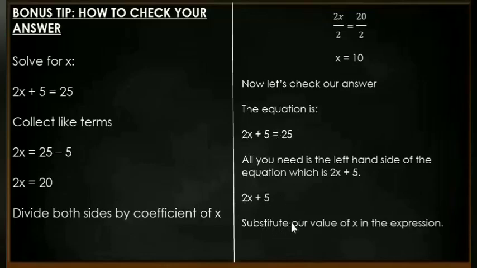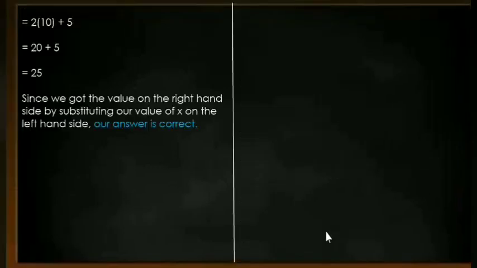So you substitute our value of x in this expression. Remember that our value of x that we got was 10, right? So in place of x, put 10 there. So we now have, instead of having 2x plus 5, we'll have 2 into bracket 10 plus 5. Remember that bracket means multiplication, right? So this simply means 2 times what? 10 to give us 20, right? 2 times 10 is 20 plus 5, 25.